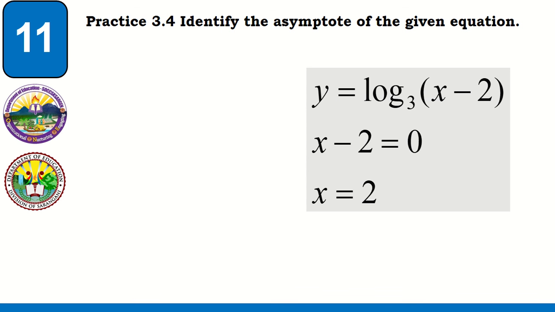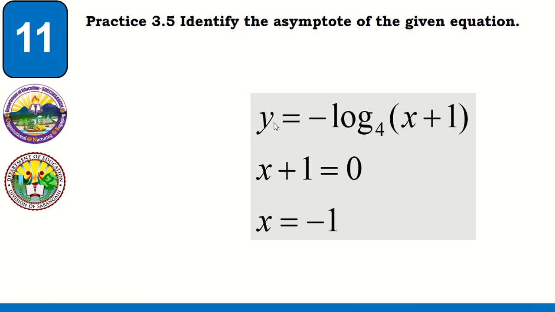How about we have the graph? The graph of the equation y equals log of x minus 2 base 3 has an asymptote. To make it easier, we know that the first point where it is not defined is at 0. Therefore, x minus 2 equals 0, so x equals 2. That is our asymptote. Let's start with that.